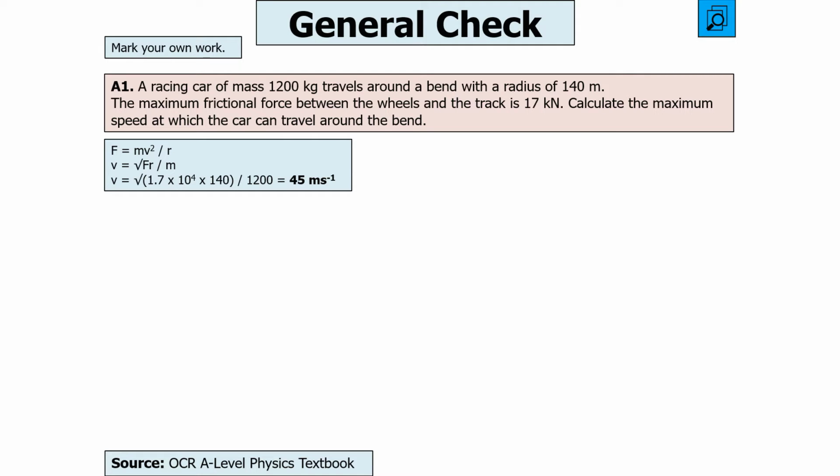We can use the equation F equals mv squared over r because it's going in a circular motion, and that must be the resultant force towards the centre of that circular motion.